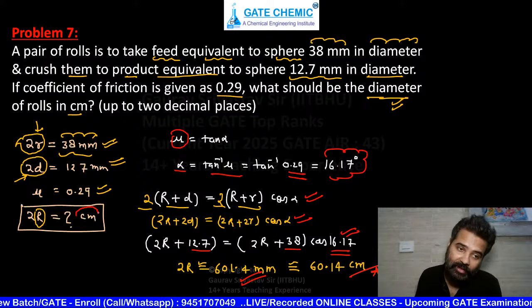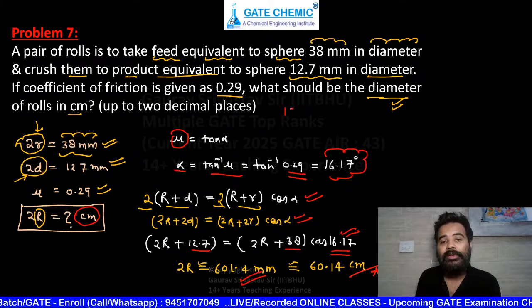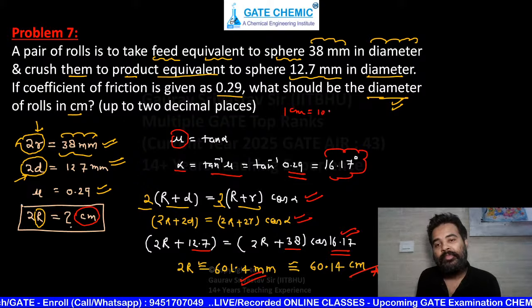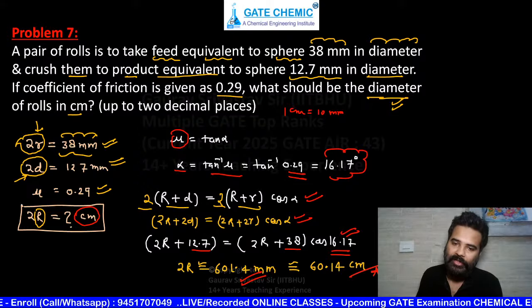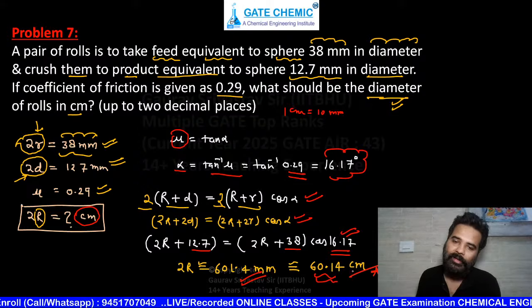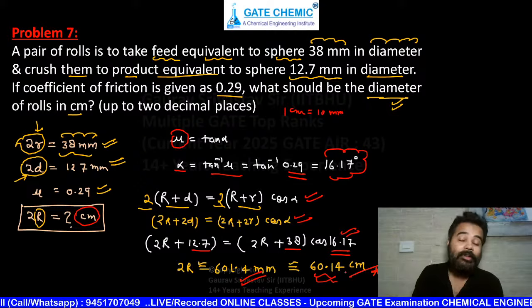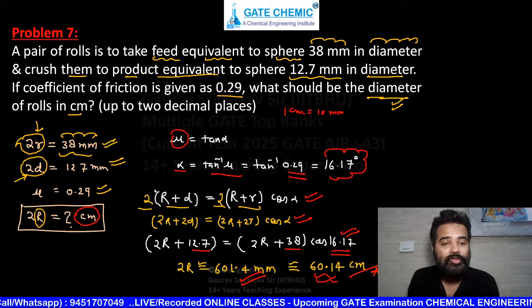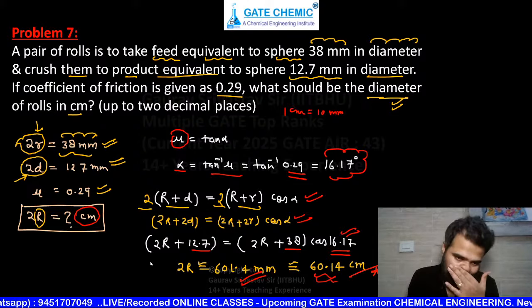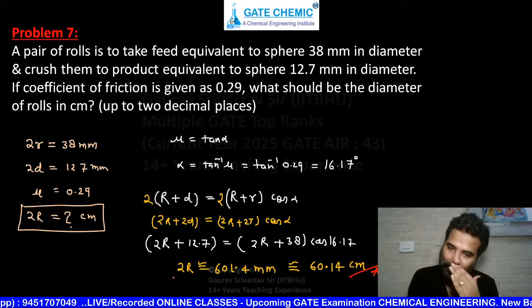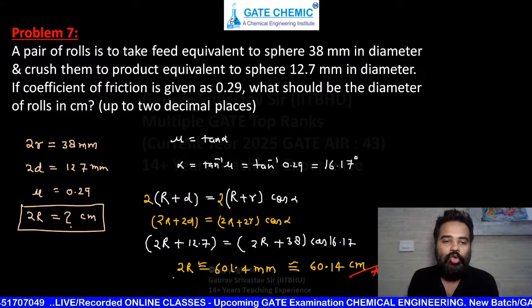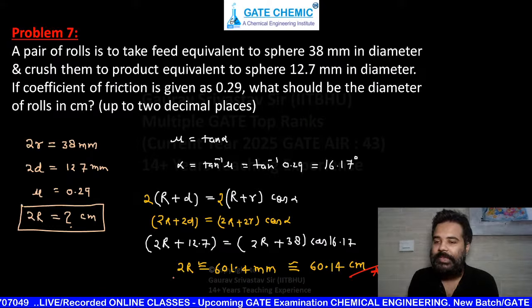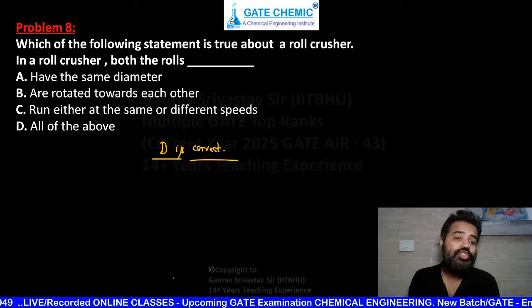Now the answer is asked in centimeters. So you know 1 centimeter equals 10 mm, so you have to divide by 10. So the answer is 60.14 centimeters. Okay, is it clear to everyone? Is it crystal clear to all of you, my dear students? No doubts at all? Can we proceed, beta? There are no doubts, right? Crystal clear. Now one more question is here.